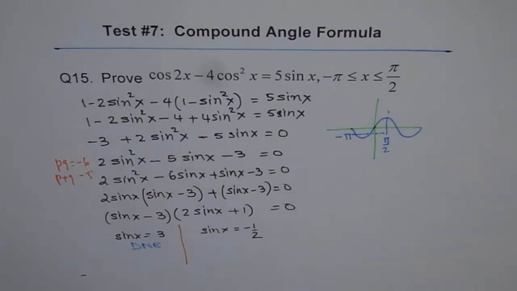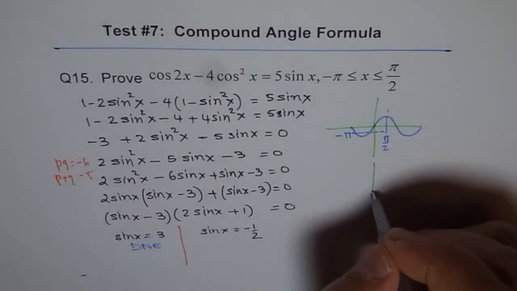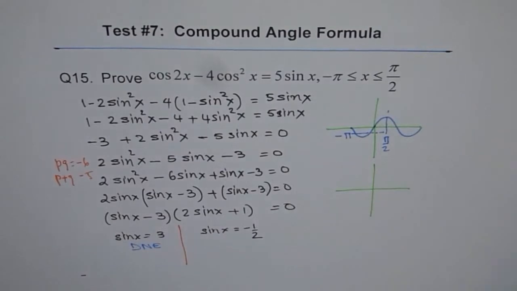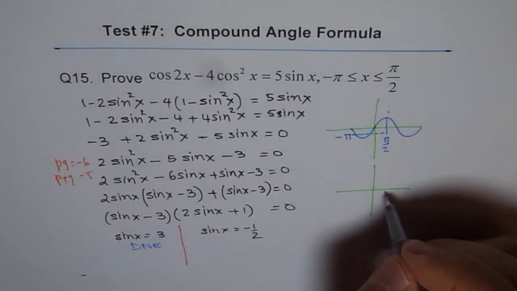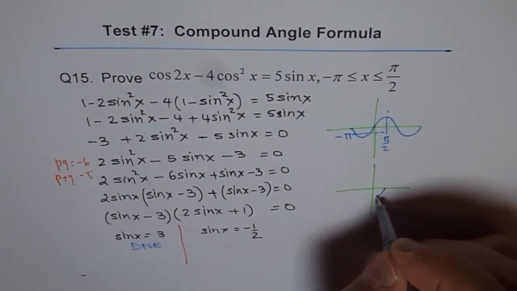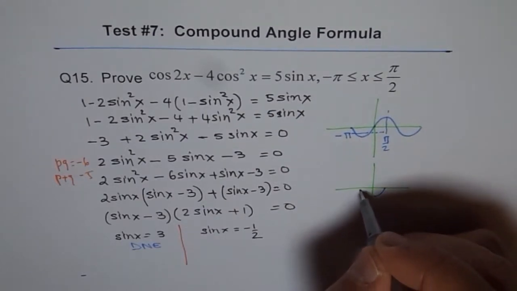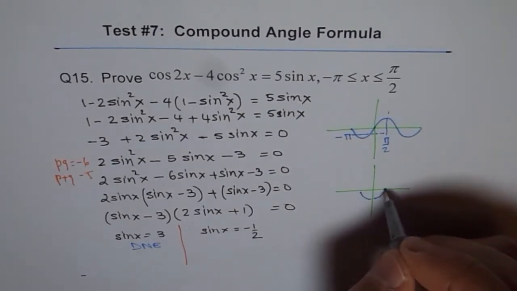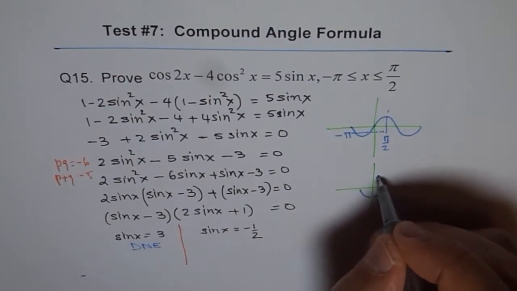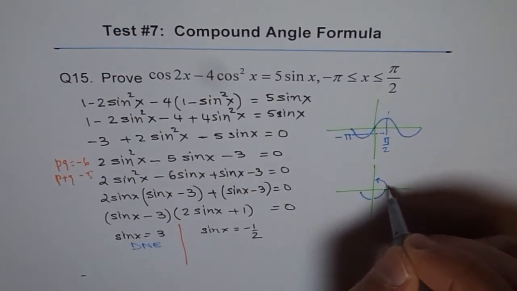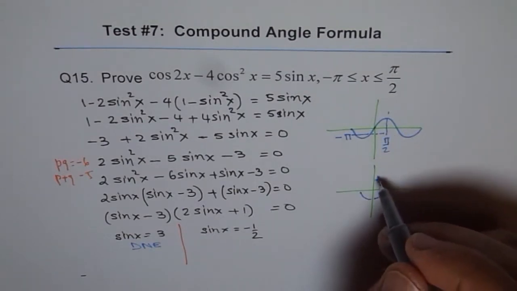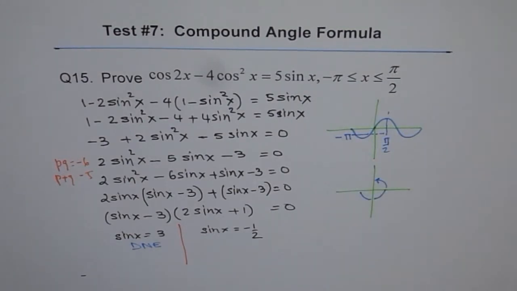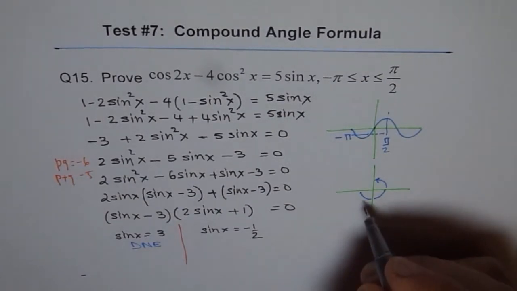So how will you get this in your coordinate system? When we say minus, that means we are moving in this direction. Basically we have a domain from here to here. Starting from here to here, that is what the domain is, minus pi to pi by 2. So that is going to be our domain.